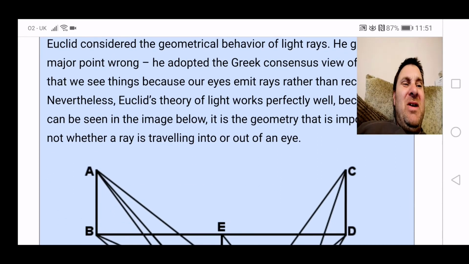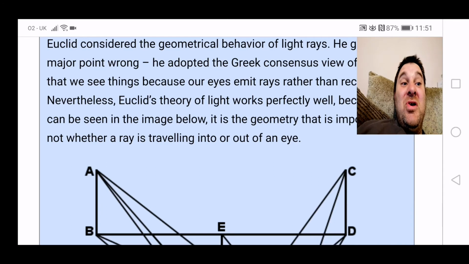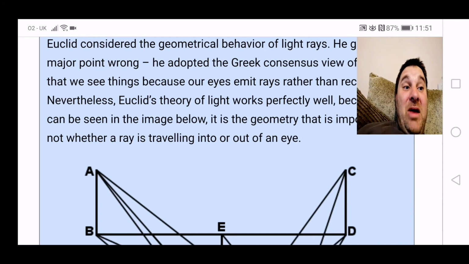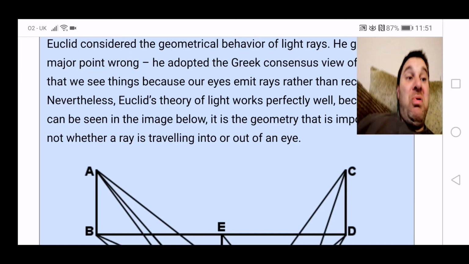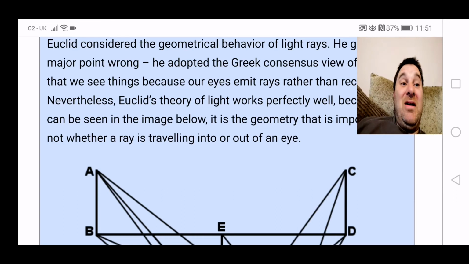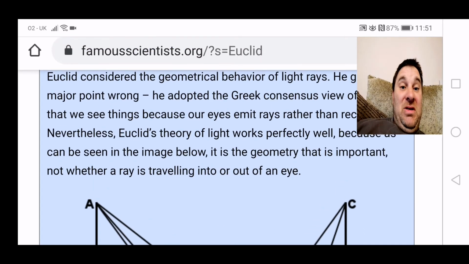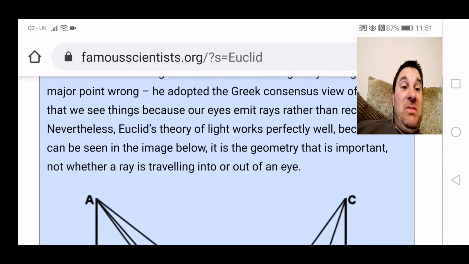Someone commented on a video a few videos ago about Euclid. It says, well, we do know these days that light doesn't come from the eye, it comes into the eye. Well, that doesn't matter. That's a moot point. Since then I've found that basically it doesn't matter which way the light travels, either into your eye or out of your eye. It's because it's the geometry that's important.